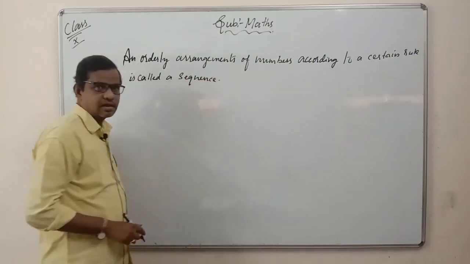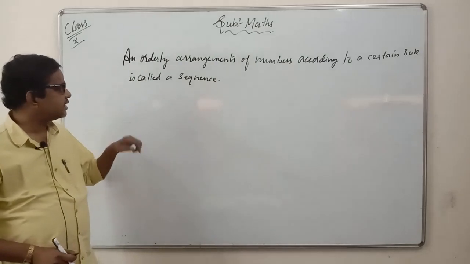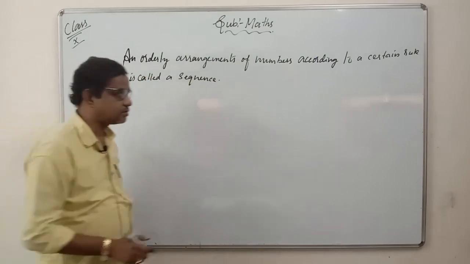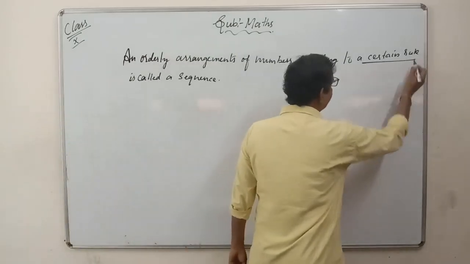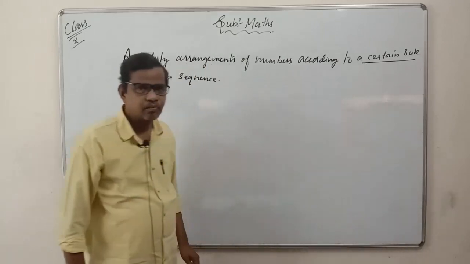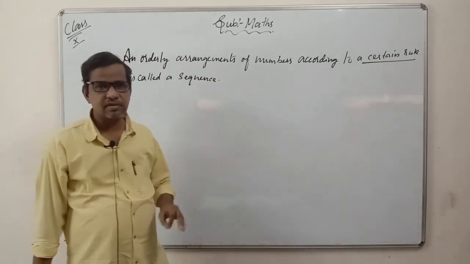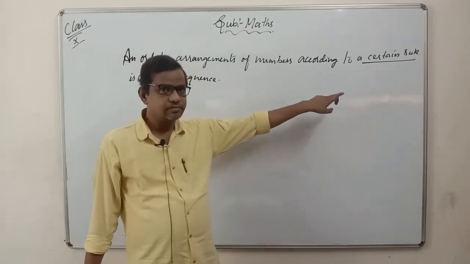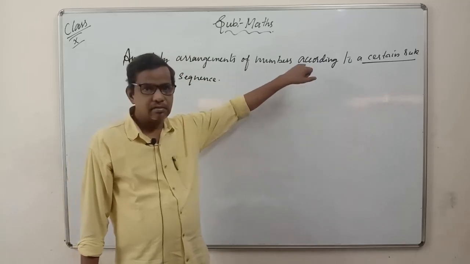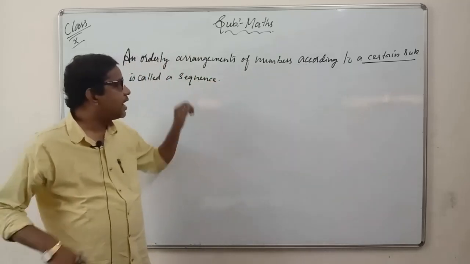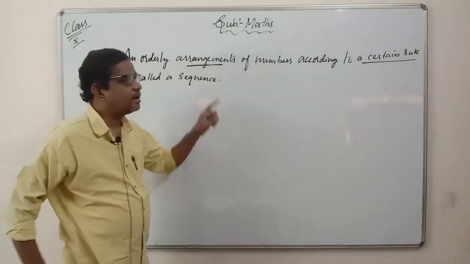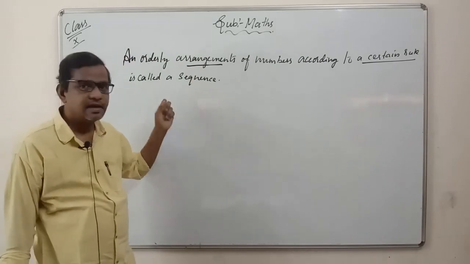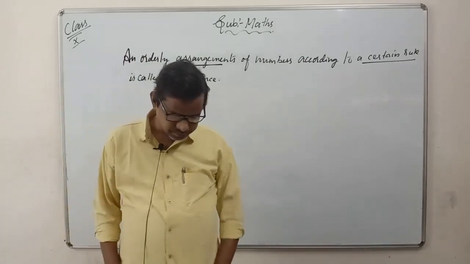I think this definition I already gave. One thing he's saying is an orderly arrangement of numbers according to a certain rule. The word certain rule is very important here. I told you already, what do you mean by certain rule? It should follow some certain rule in a sequence. The arrangement and the numbers should follow a certain rule. Then we call it a sequence. So let us see the examples.